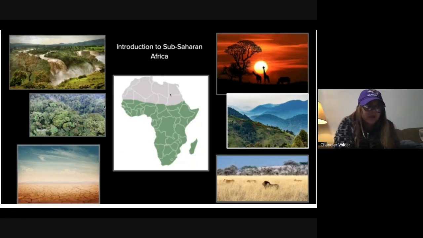People often refer to Africa in two parts, the northern, up here, and the Sub-Saharan Africa, which is the green part of Africa. It's called this because it's south of the Saharan desert. This up here is all the Saharan desert, and you'll see this in the next slides. So it's called Sub-Saharan Africa because it's the southern part.